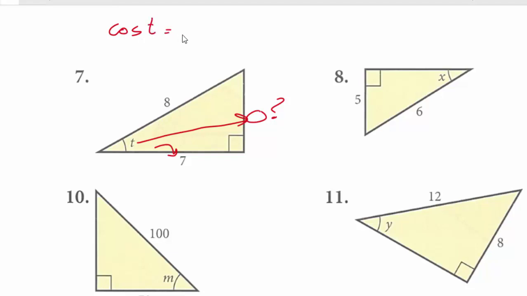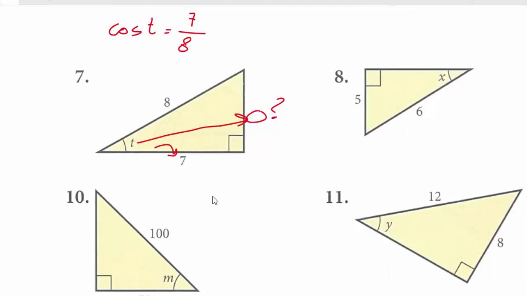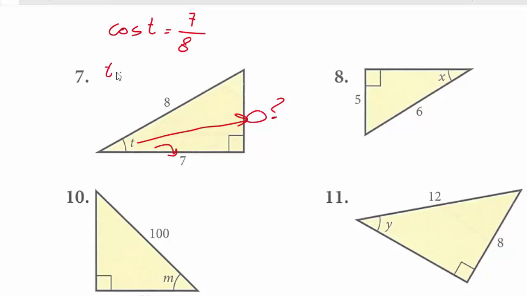Cosine of t is equal to 7 over 8. And cosine inverse of 7 over 8 is 28.9. So we can simply say 29, because when you round it, it will be 29. T is 29 degrees.